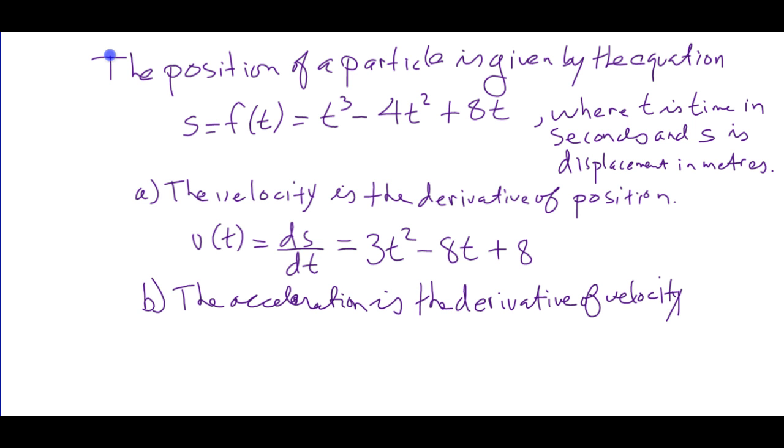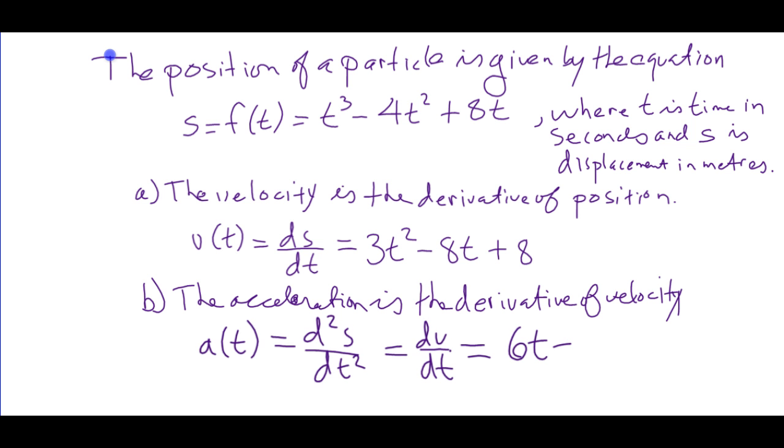Okay, so a of t is equal to d squared s dt squared, which is dv by dt, which is 6t minus 8. So if you needed to find the acceleration at a given point in time, then you would just plug that in here, right? What's the acceleration at 3 seconds? Well, it would be a of 3, which would be 18 minus 8, or 10 meters per second squared, right?